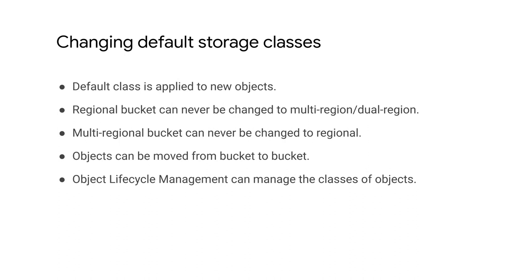Setting a per-object storage class is useful. For example, if you have objects in your buckets that you want to keep, but you don't expect to access frequently, you can minimize costs by changing the storage class of those specific objects to Nearline, Coldline, or Archive storage. In order to help manage the classes of objects in your bucket, Cloud Storage offers Object Lifecycle Management. More on that later.